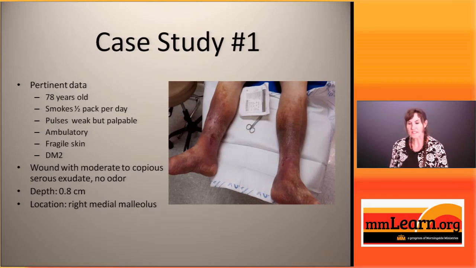You notice that he has on his right lower extremity a wound with moderate to copious serous exudate, no significant odor, a depth of about 0.8 centimeters, located on his right medial malleolus. You'll also notice that this patient has a lot of dark discoloration to his skin in both extremities, a lot of hyperpigmentation. The skin looks a bit shiny and a little bit dry. That makes you wonder what might be going on with this patient.